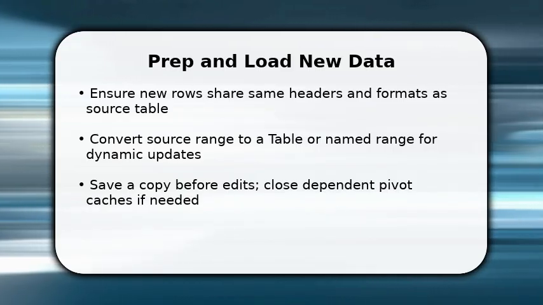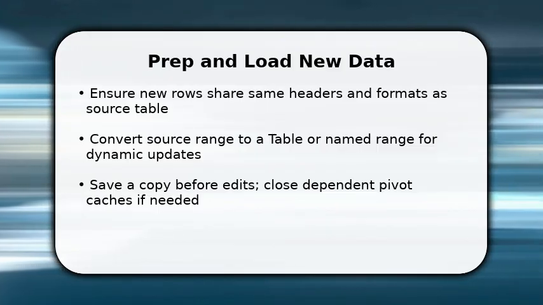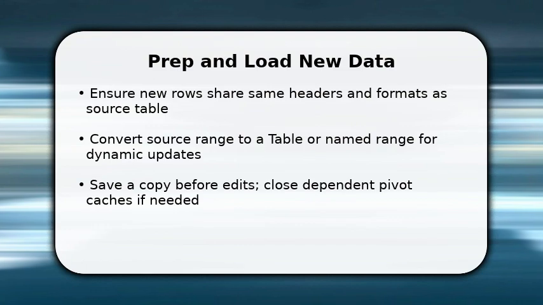Make a quick backup file before changing anything. That protects you from mistakes. Then add the new rows to the table. When done, save the workbook. Make sure the table expanded to include the new entries so the pivot can see them.